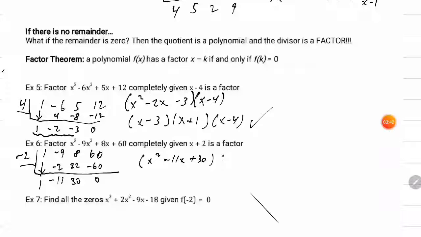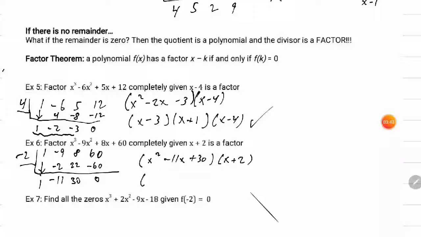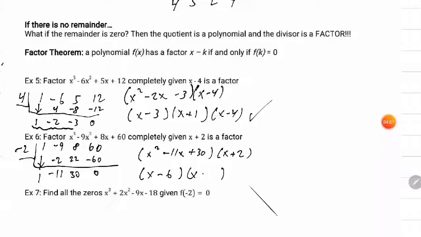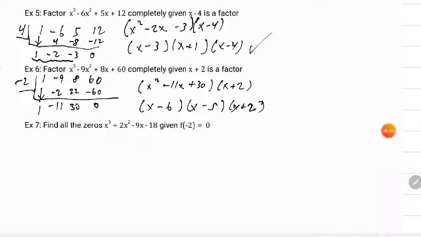And they tell us that x plus 2 is a factor. Okay? So this breaks down into two numbers that multiply into positive 30 but make negative 11. That would be minus 6 and minus 5. And then tack on the x plus 2 there. That is now factored completely. Let's do one more example.